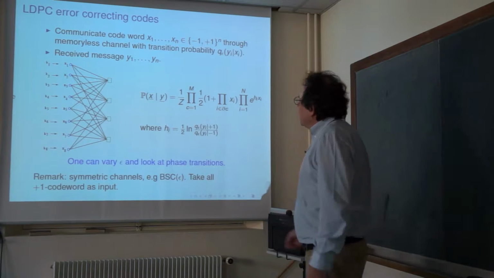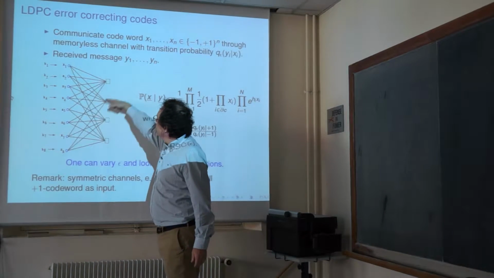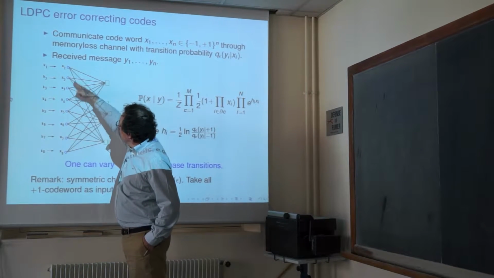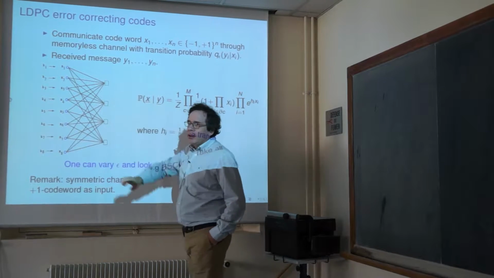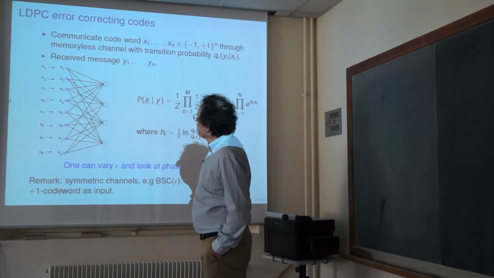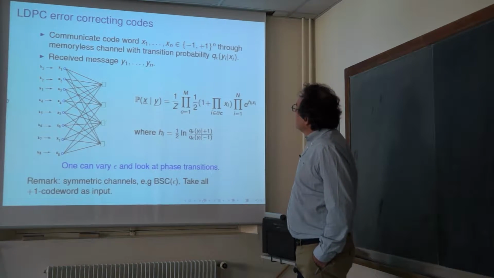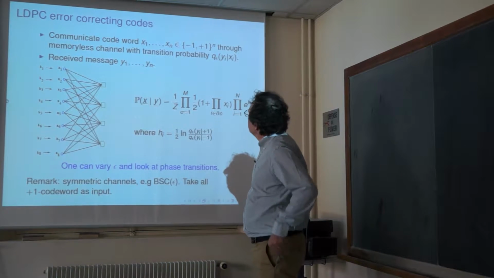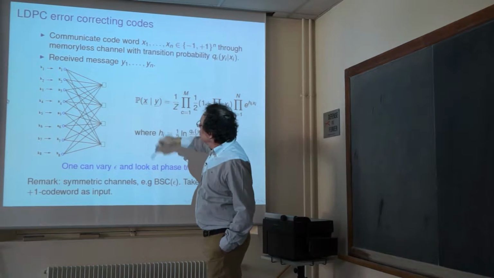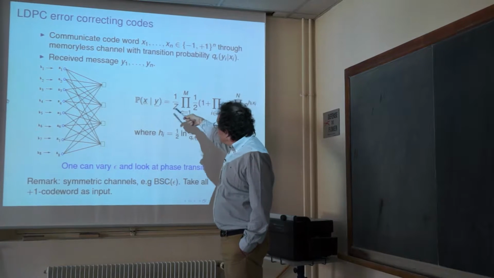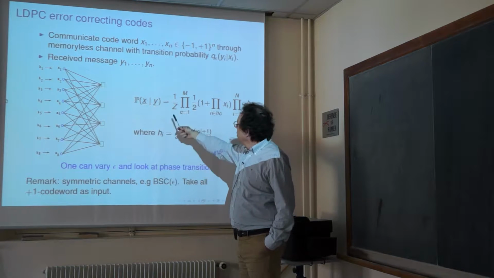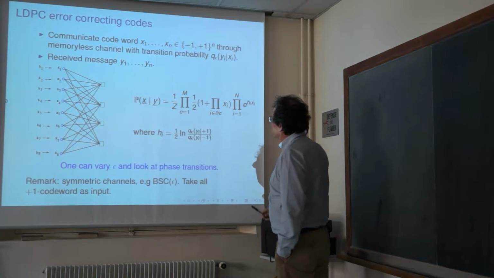I have this LDPC code here with the check nodes that constrain the bits of your code. I'll consider only regular LDPC codes, so fixed degrees, right degree and left degree. Given the output of the channel, the received message, I call here y1 to yn, this vector y, that I represent in terms of the half log likelihoods of the received symbols.